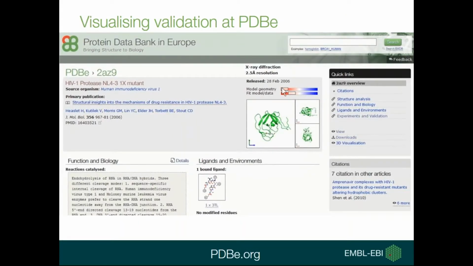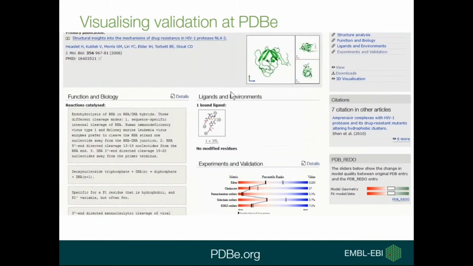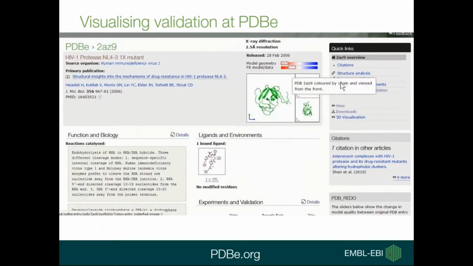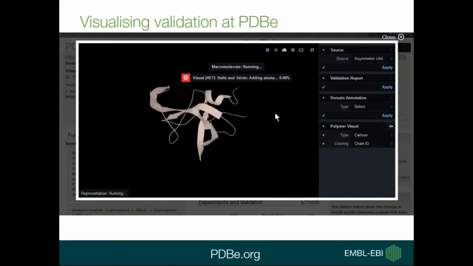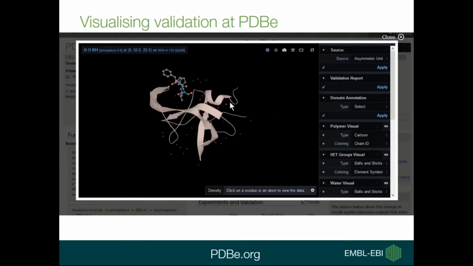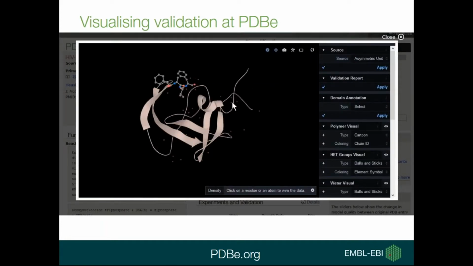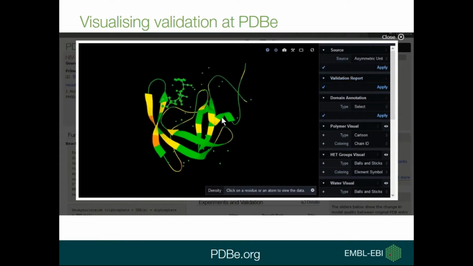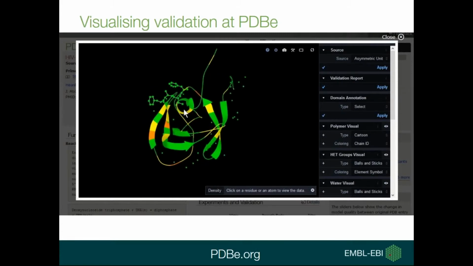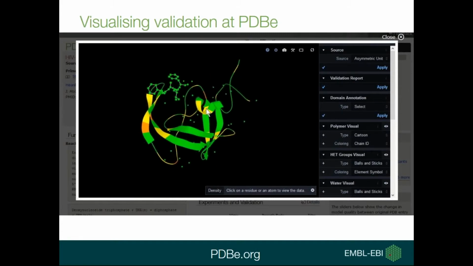On the PDBe website you can see the validation. There's the summary there, there's the sliders that occur, and in our 3D visualization you can also see the validation information. So there's HIV protease, you can rotate it, go to the validation report options, hit apply, and now the molecule is colored according to those geometric outlier colors we mentioned before. Green, no outliers, through to red, 3 or more.